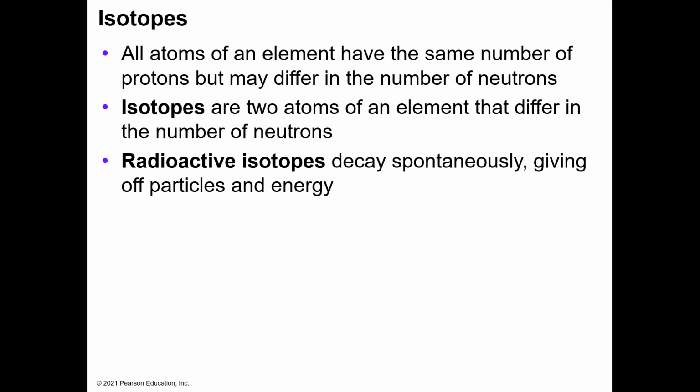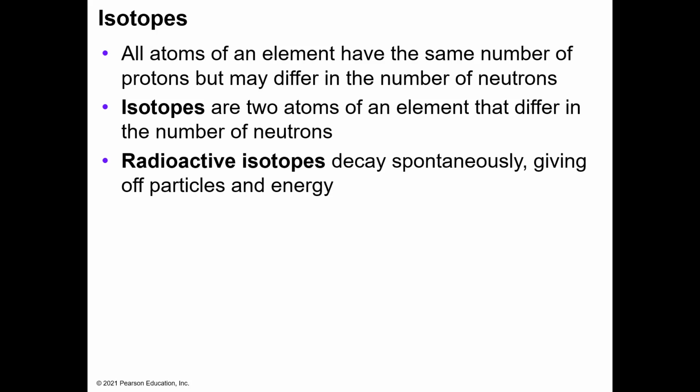So for example, carbon will always have 6 protons. If an atom was to lose a proton or gain a proton, it would no longer be considered a carbon atom. So carbon will always have 6 protons. However, carbon can have 7 or even 8 neutrons, depending on the situation. And so when that happens, when you change the neutron number, you create an isotope.